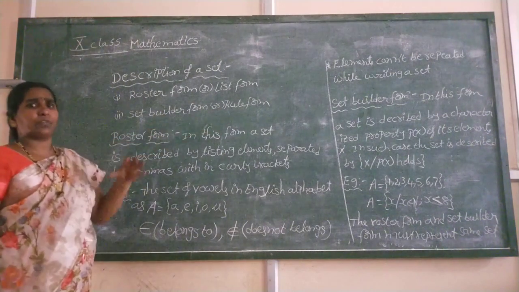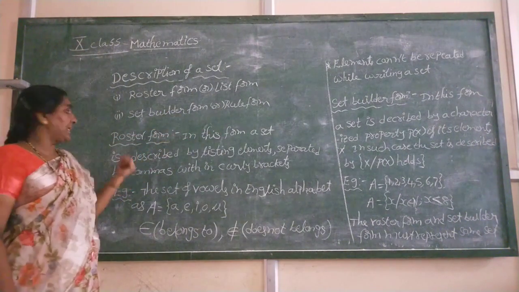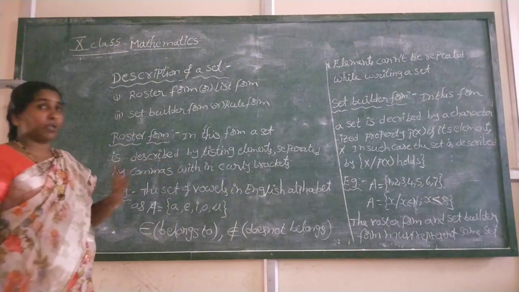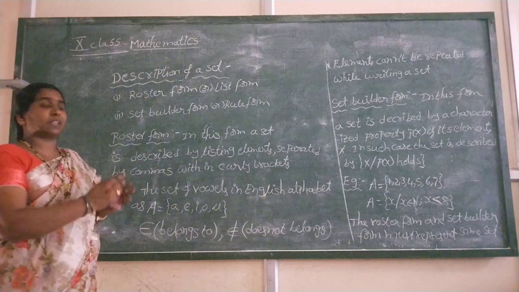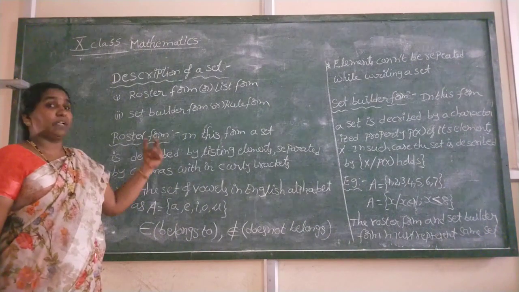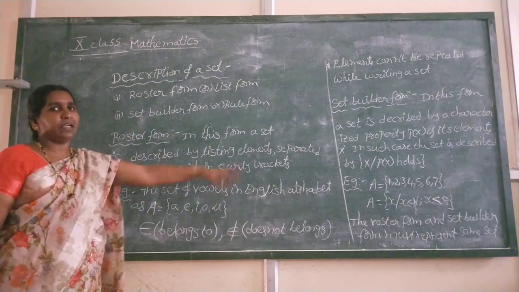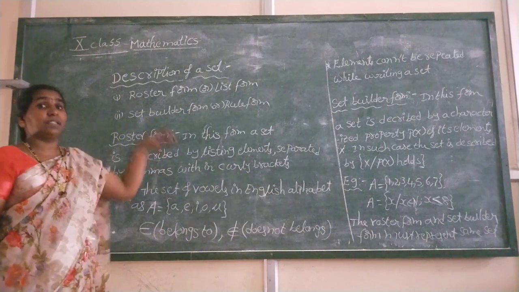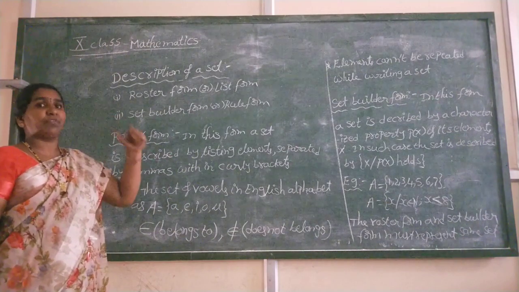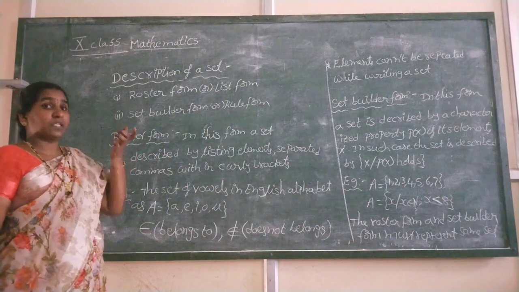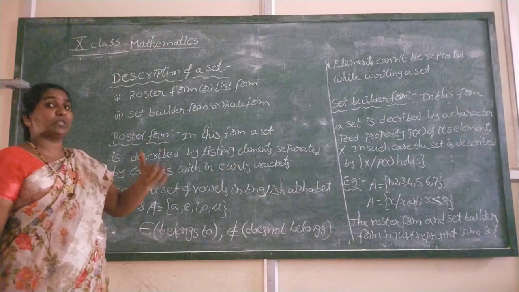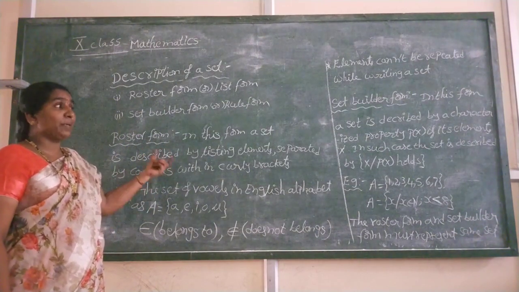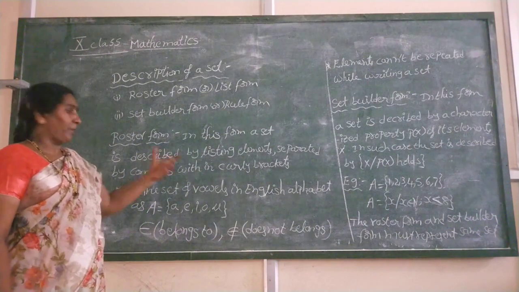What is the meaning of roster form? In this form, a set is described by listing out its elements. Those elements are separated by commas, and we keep those elements in curly brackets or flower brackets. That form is called roster form.